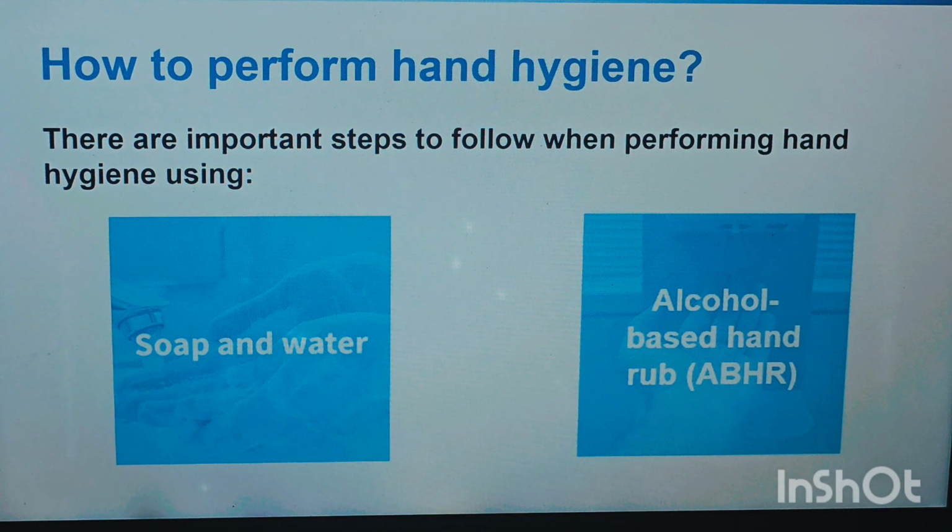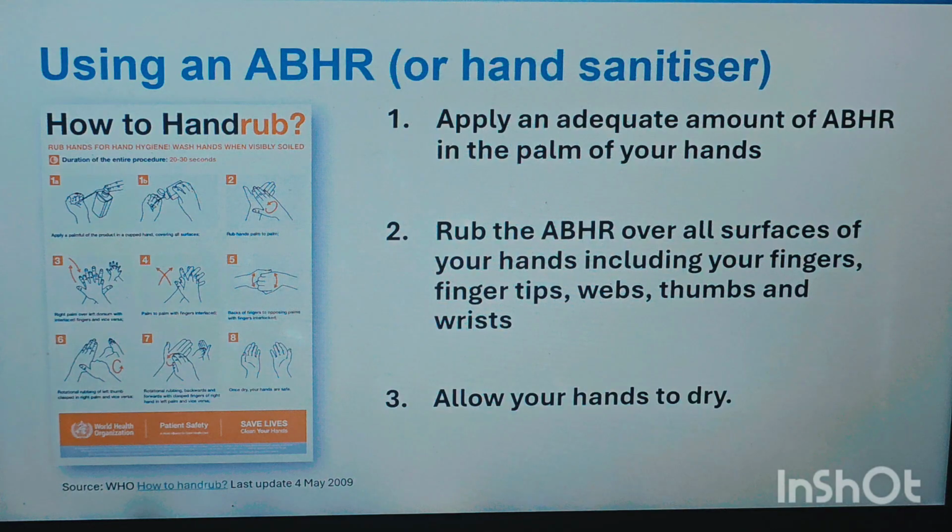How to perform hand hygiene? There are important steps to follow when performing hand hygiene using soap and water or alcohol-based hand rubs. Using an alcohol-based hand rub or hand sanitizer, the steps are: apply an adequate amount of alcohol-based hand rub in the palm of your hands. Rub the hand sanitizer over all surfaces of your hands, including your fingers, fingertips, webs, thumbs and wrist. Allow your hands to dry.